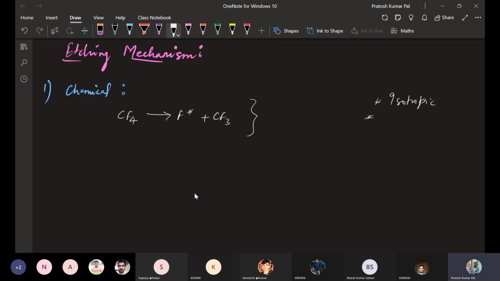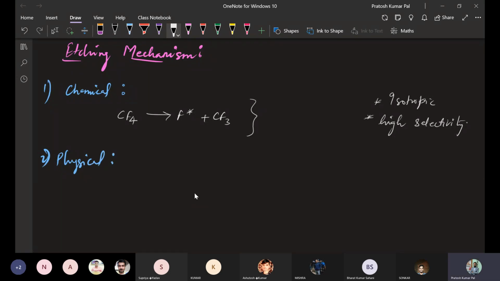Also, its property is that if it is isotropic and a chemical reaction is going to take place, then its selectivity will be high. So it will have high selectivity. Okay.